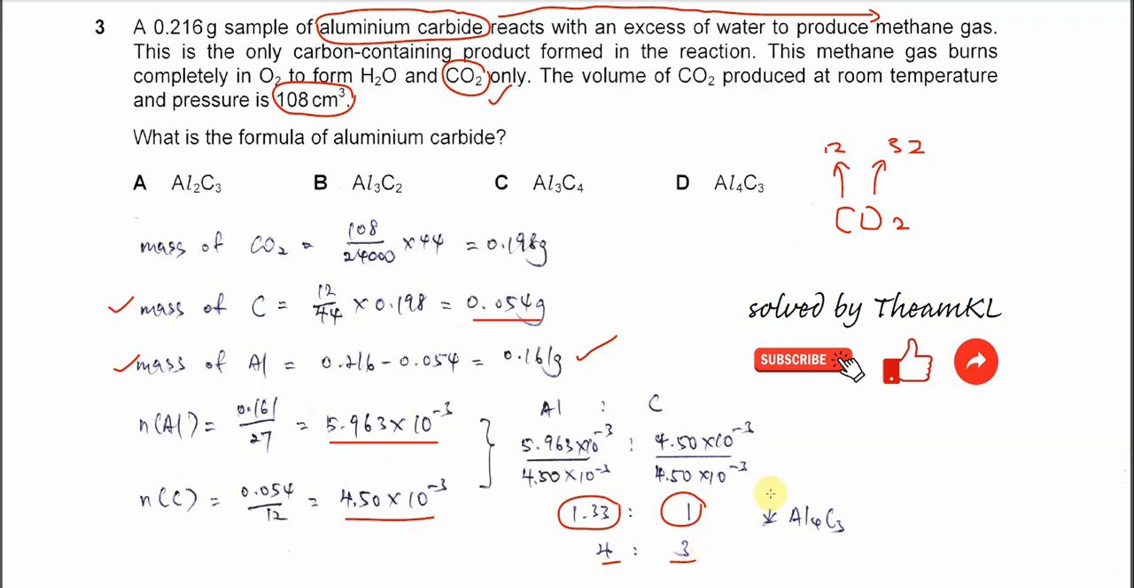So now the formula for the aluminum carbide is Al4C3. So the answer is D. Okay, that's all. Thank you.